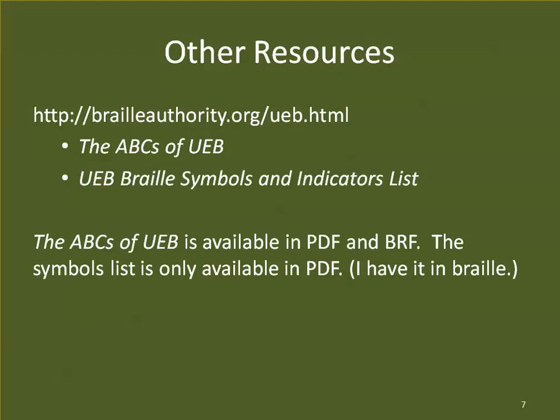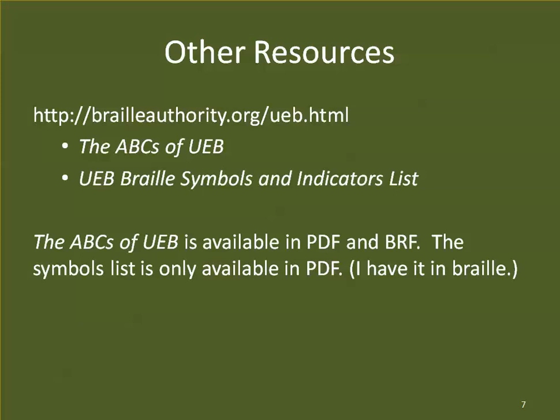Other resources that I highly recommend are the ABCs of UEB by Constance Risdon. That is available on BANA's website. It compares the basics of EBAE to UEB if you're transitioning. And there's also the UEB Braille symbols and indicators list that came from an appendix from somewhere that nobody seems to know where from. But it's helpful to see all of the symbols and indicators. It's actually also within the back of the UEB Codebook as well. But if you just want a list, that is also available on the BANA website.